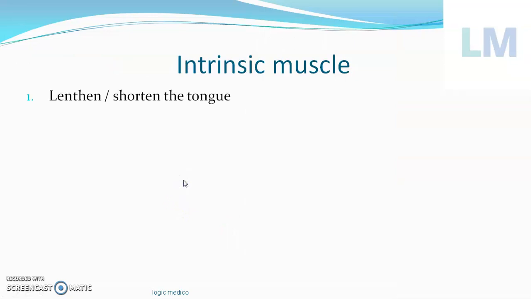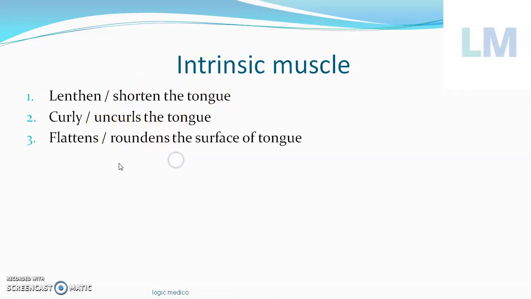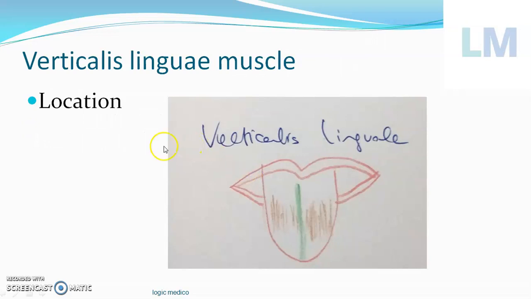So the intrinsic muscles will have one or other of the following actions. What are they? It can either lengthen the tongue or shorten the tongue. It can curl the tongue or uncurl the tongue. It can flatten the tongue or roundens the tongue, that is, it makes the surface of the tongue more convex. You can see the previous videos of mine where other tongue muscles are described. Coming to today's topic, verticalis linguale muscle.